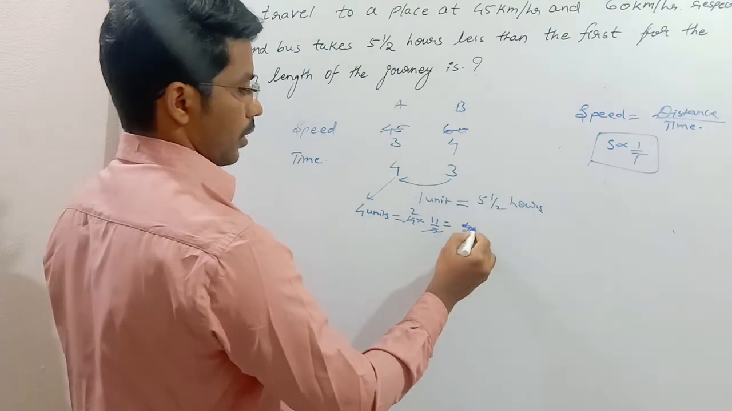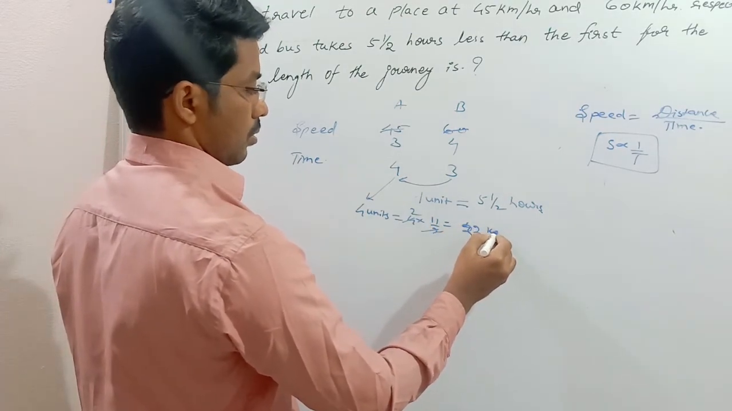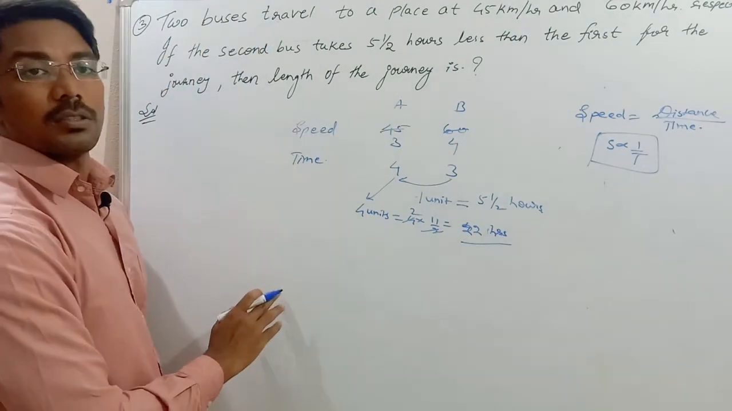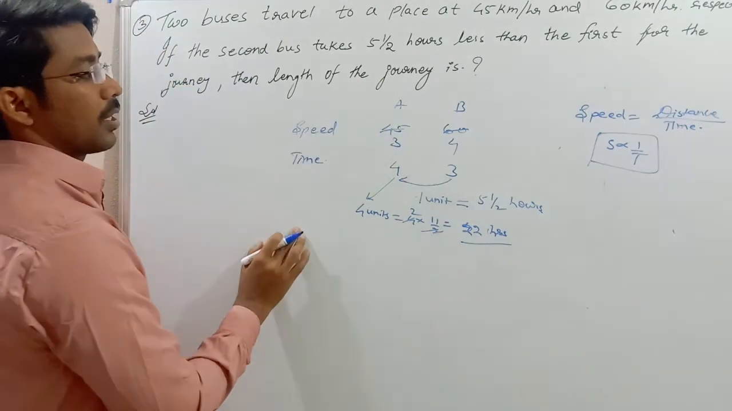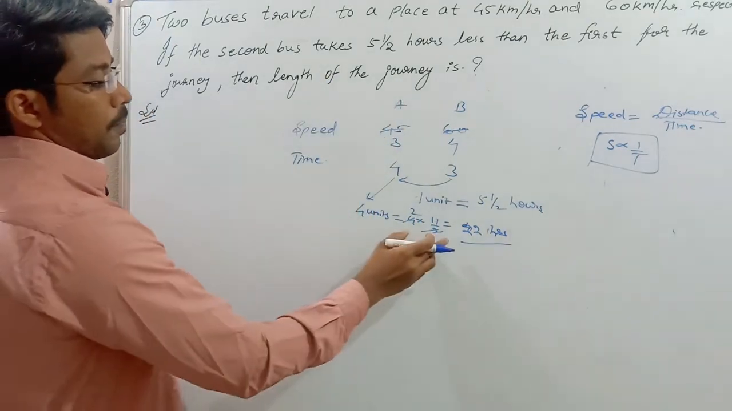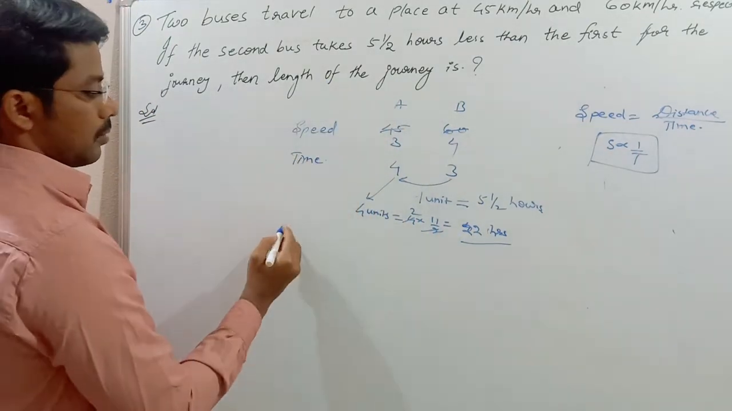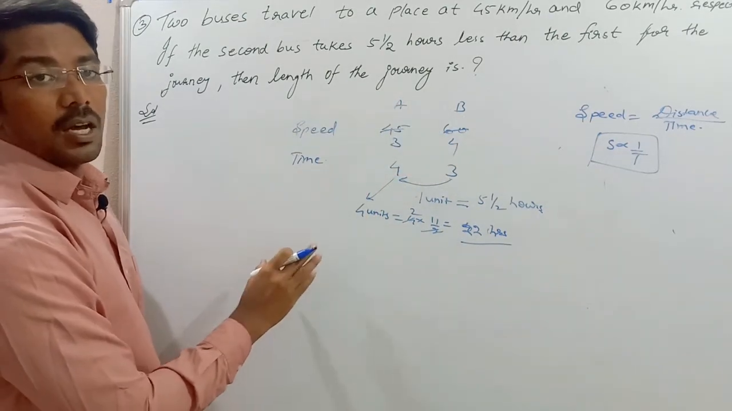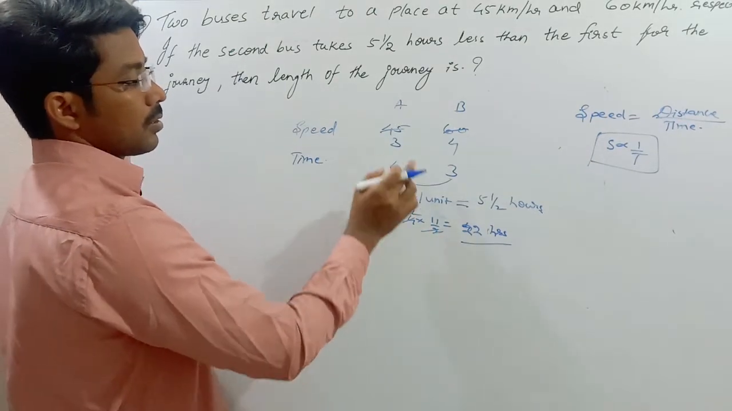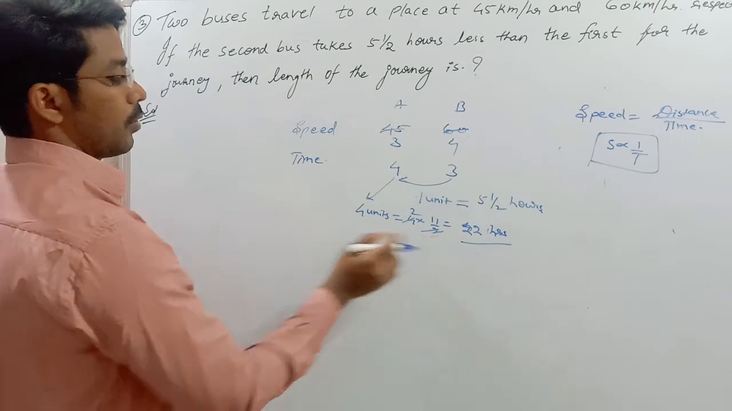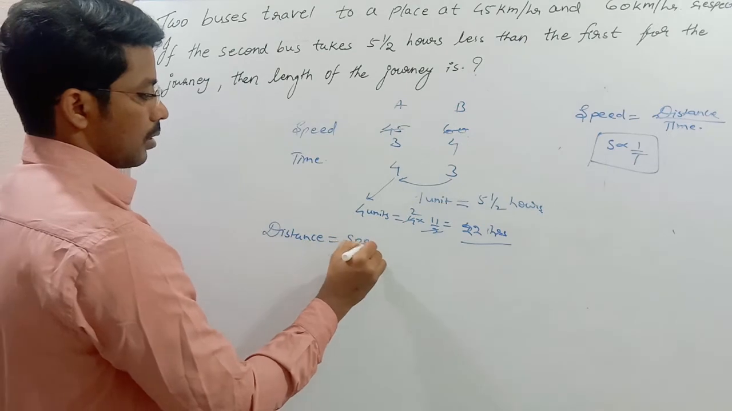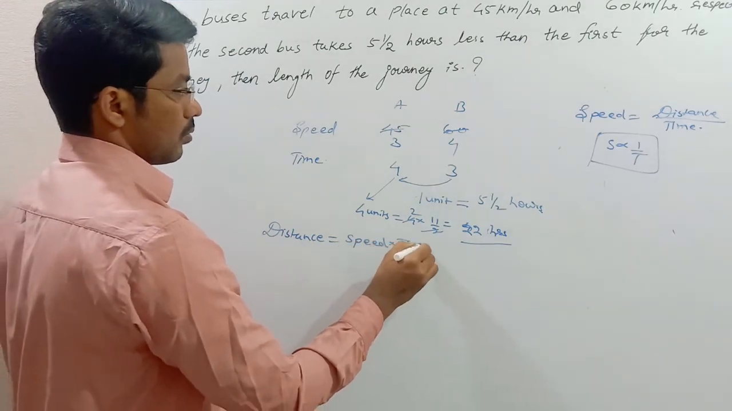22 hours is the total time taken by the first bus. But what we have to find here is the length of the journey. Now we got the total time taken by the first bus. As both the buses are traveling the same length of the journey, it is enough to find it out for the first bus. So 22 hours, and we know the formula: distance is equal to speed into time.